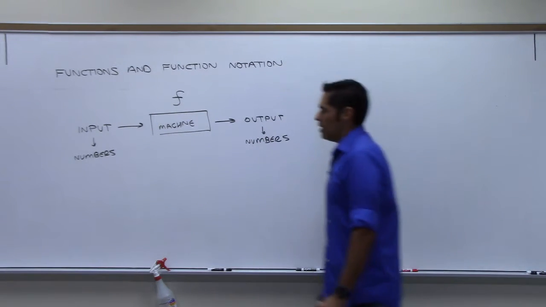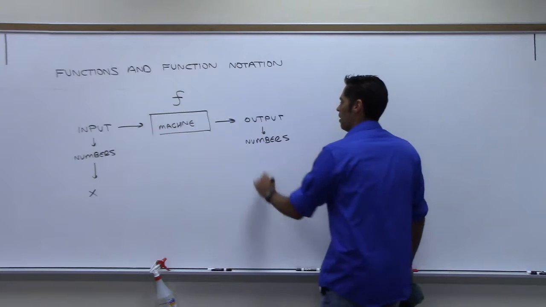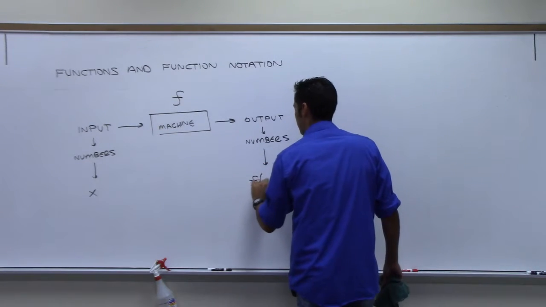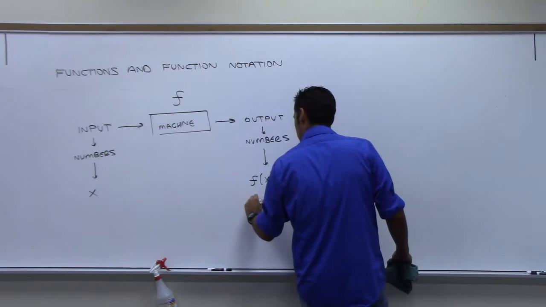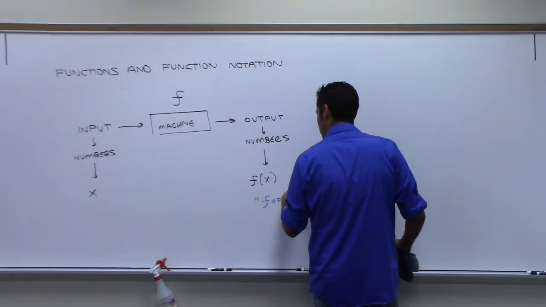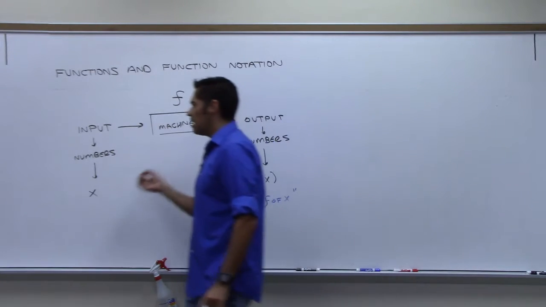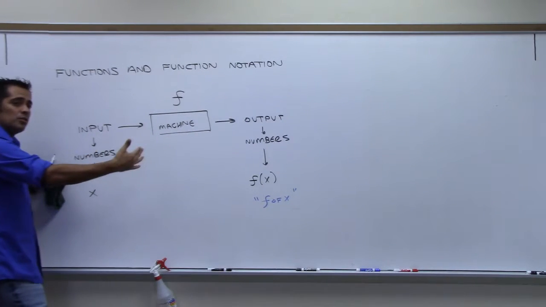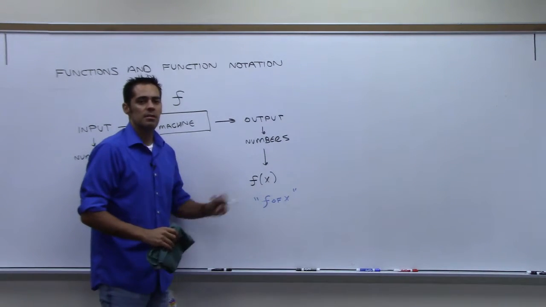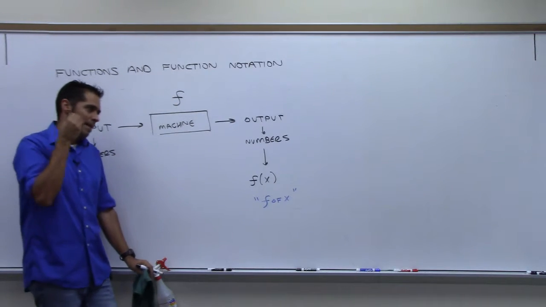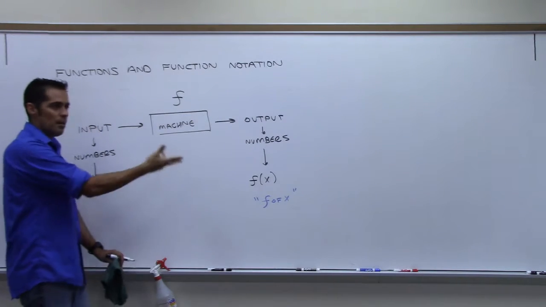The notation we use for this: for the input, we use the variable x. In the output, we write f with parentheses around an x, and we say f of x. That's how we read that. So x is the input, and what comes out of the function, the output, is f of x. Please understand that f of x is the value coming out of the function when x is plugged in. If you change the x, the output's going to change.